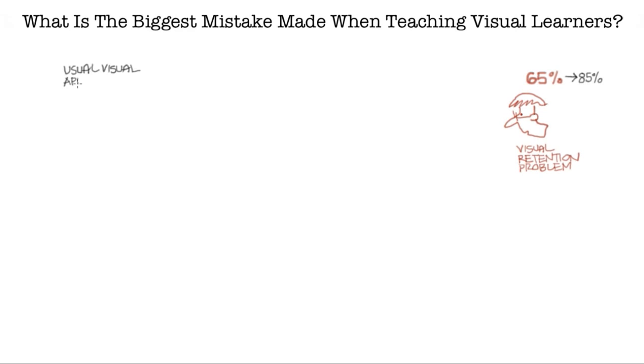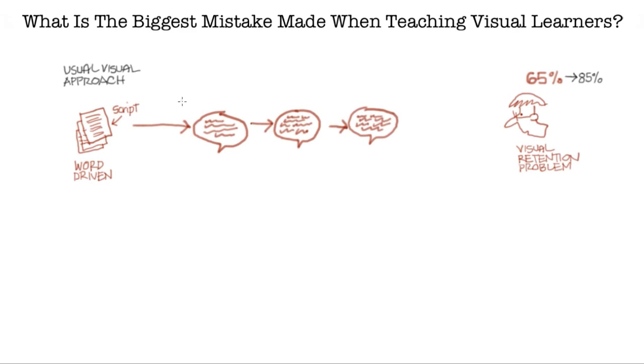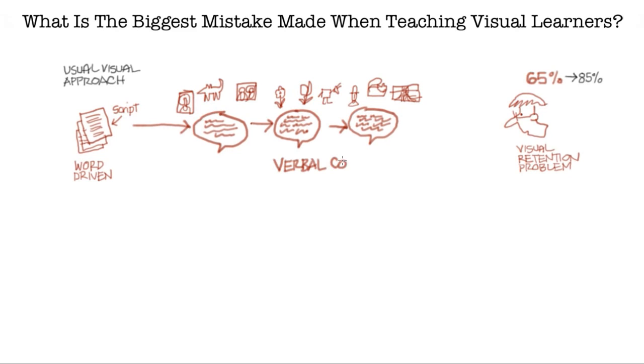The usual visual approach is still word-driven with a verbal script. The instructors talk and talk and talk, and they create visual images to illustrate points in the verbal script. And they think they're teaching visually. But the visuals are an adjunct rather than a central core. So the center of the usual visual approach is a verbal core. It's not visual.